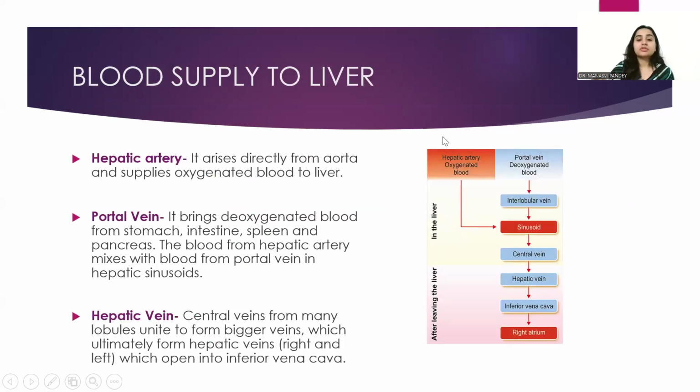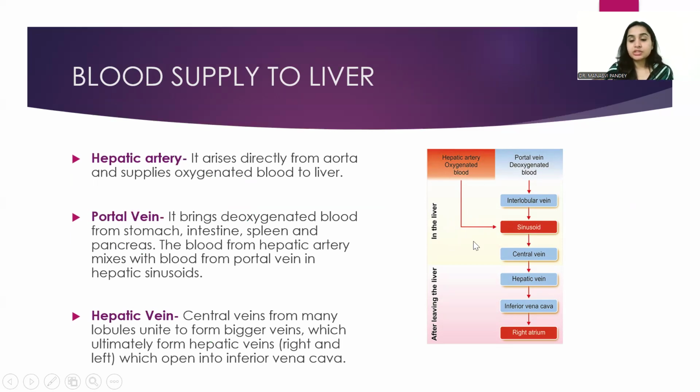Blood supply to liver. Now, our liver is supplied by hepatic artery, portal vein, and hepatic vein. Hepatic artery arises directly from aorta and supplies the oxygenated blood to liver. See this picture, this is a very good flow chart to remember this. Hepatic artery carries the oxygenated blood and the portal vein carries the deoxygenated blood.